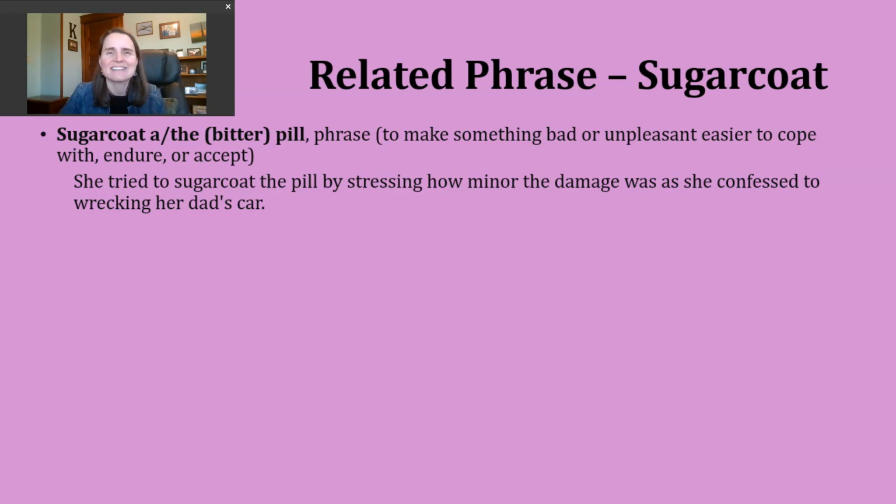Let's look at an example sentence here to see if it'll help us understand it. She tried to sugarcoat the pill by stressing how minor the damage was as she confessed to wrecking her dad's car. Oh. So this is a bad situation, right? You caused damage, or this person, she, caused damage to a family member's car, right? This is bad and that's unpleasant. So to try and make it not so bad, right? It's very, very minor. You'll never notice it, right? Again, trying to make it seem better or easier to deal with.